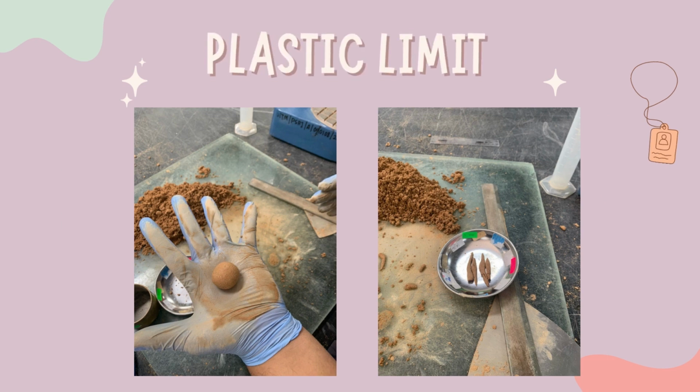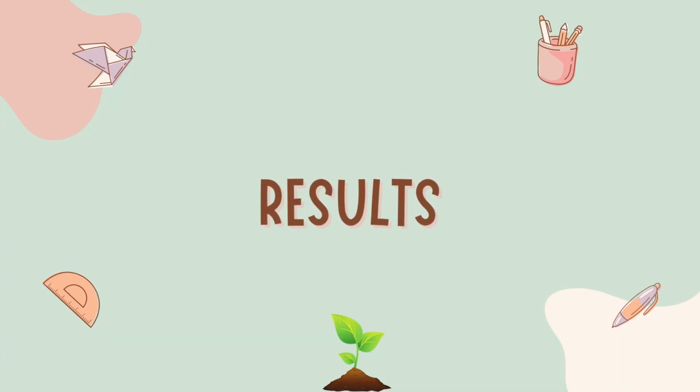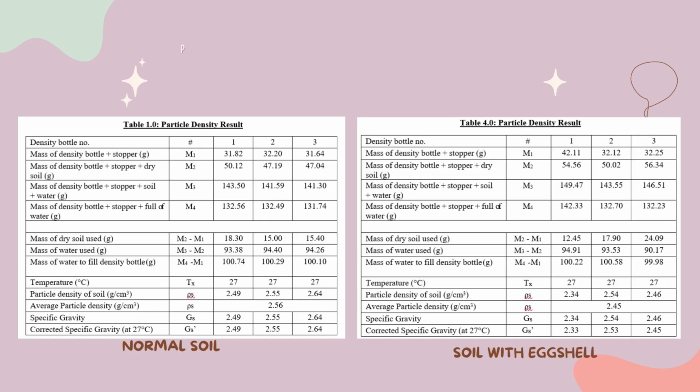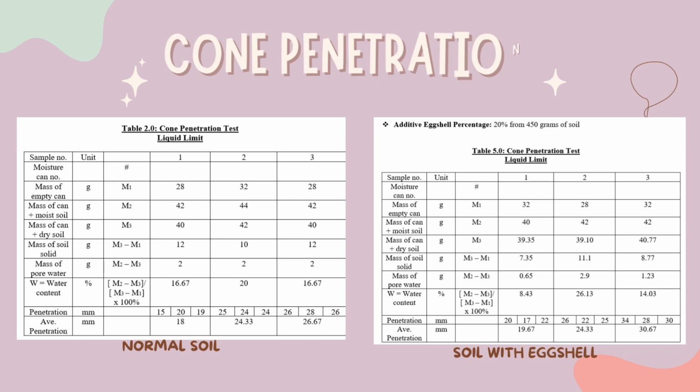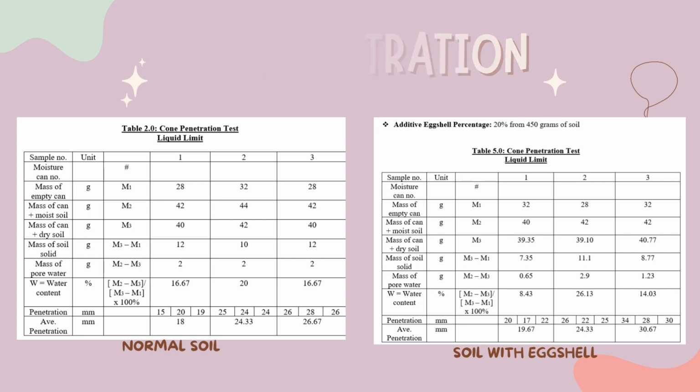So here are the photos of me conducting the plastic limit test. So we're going to move to the results. Here are the results of particle density. As we can see, the soil with eggshell has less specific gravity and particle density than the normal soil. Second, the consolidation test. The soil with eggshell has lower water content than normal soil and a higher average penetration than normal soil.